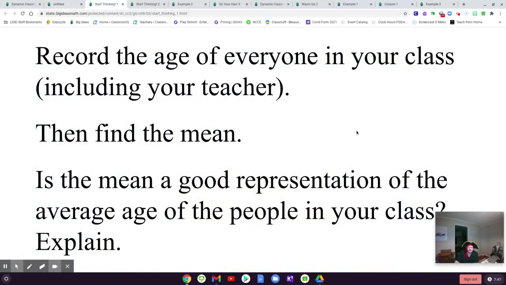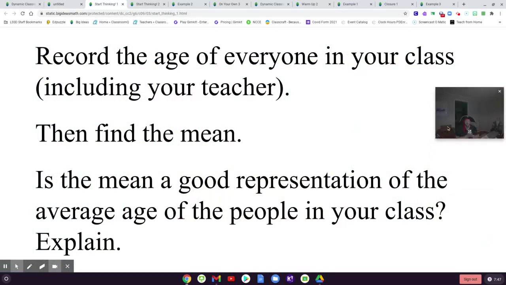So, let's try and figure out why we need something besides the mean. The mean's a good way to do an average. So let's say, and we would do this if we were actually in person, but we're not, but that's okay, we would write down everyone's age in our class, including me, and then we would find the mean. So we would write down all of your ages, add them all up, plus my age, and then divide by how many there are in the room.